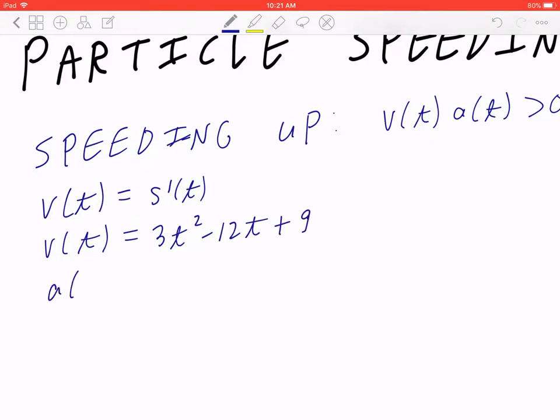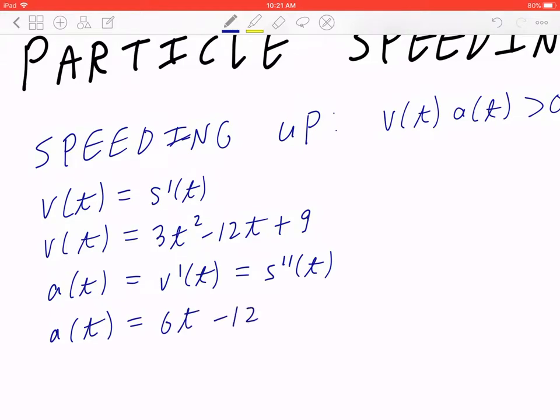To find acceleration, again, this equals the derivative of velocity or the second derivative of displacement. So in this context, a of t is going to be 6t minus 12.